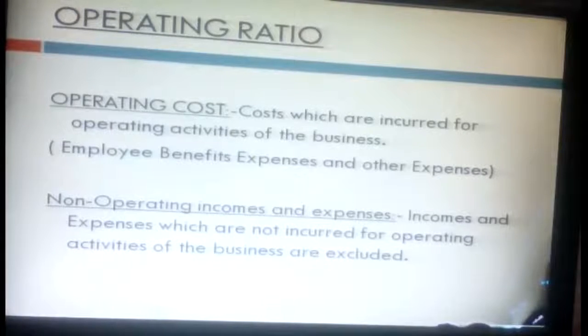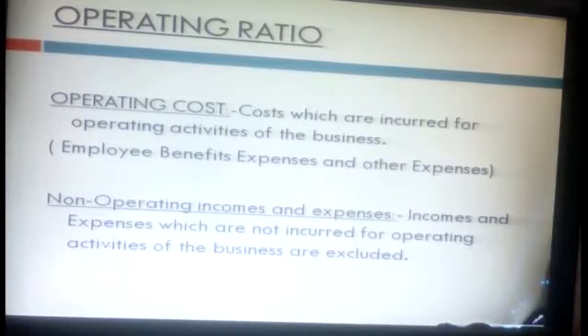So what is the meaning of operating cost? The costs which are incurred for operating activities of the business. That's what you will say operating cost. So it is nothing but employee benefit expenses and other expenses. So what are non-operating incomes and expenses? Also you consider here. Incomes and expenses which are not incurred for operating activities of the business are excluded. So it's not related to the business. That's what is called non-operating incomes and expenses.